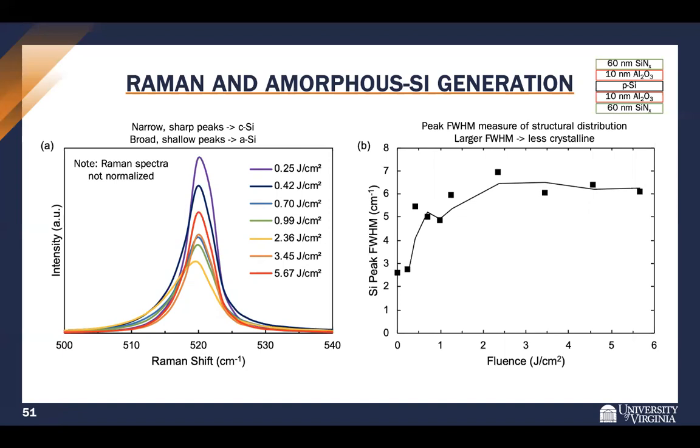These are not normalized to each other. I just showed the raw Raman signal. But what you can do is take the full width half maximum of each of these peaks and plot it versus the laser fluence. And you can use this as a measure of the structural distribution.